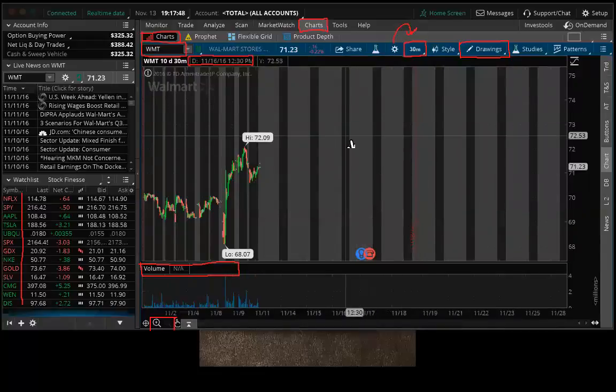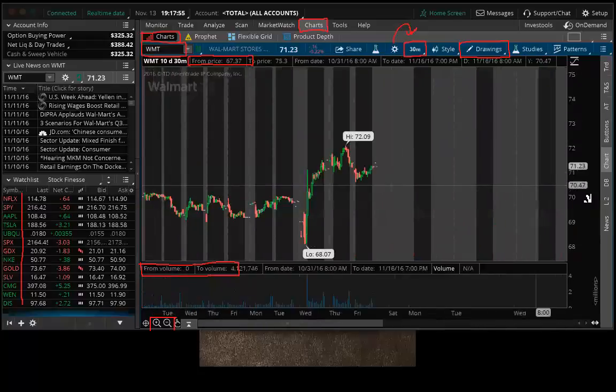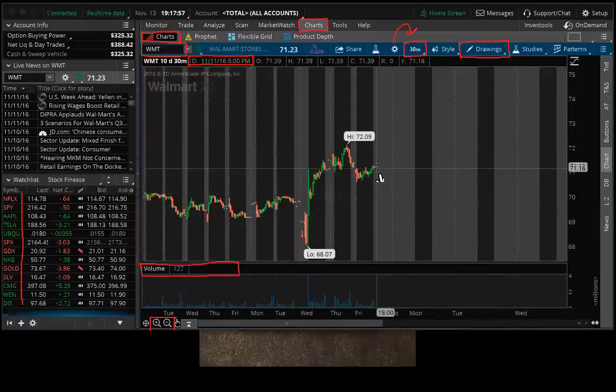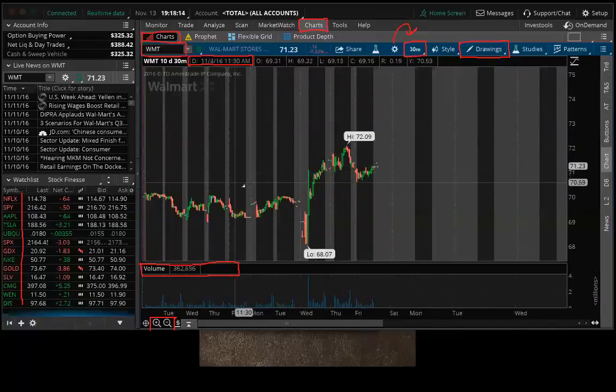Each one of these black rectangles represent a day. I'll zoom in. I'll pan right. You see, this is where we are right here. So now I have to chart my support and resistance in reference to that. So I'm going to hit drawings. Then I'm going to select the price level tool. The support would be here. Okay. The resistance would be the most recent high of yesterday.